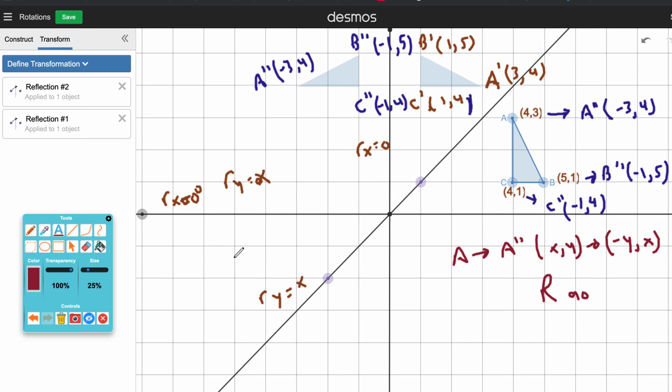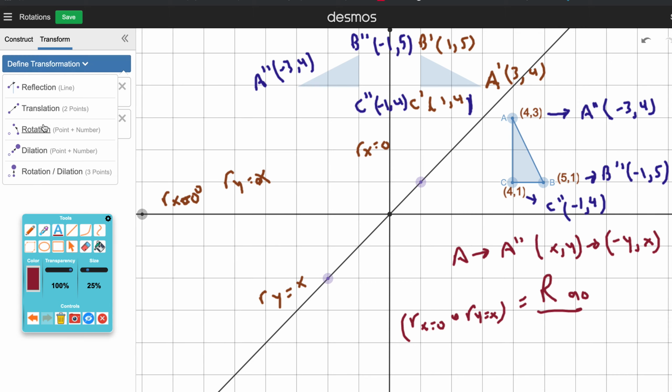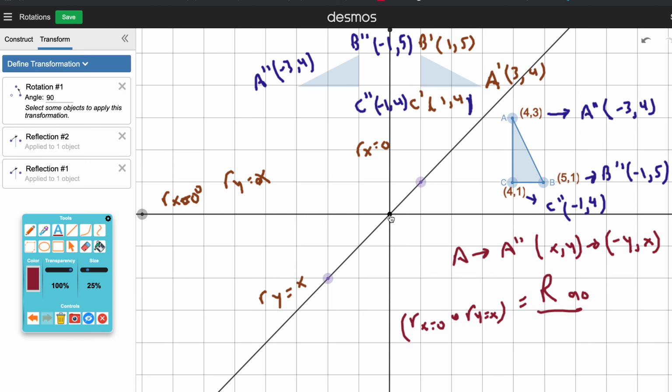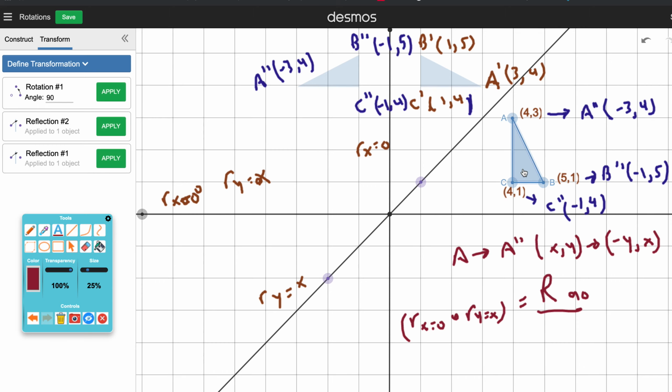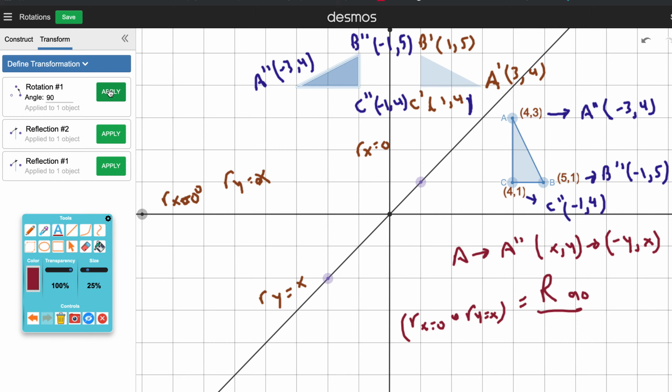So what does this imply? It implies that if we do a reflection over x equals 0 following a reflection over y equals x, it's equivalent, the same, as a rotation of 90. Now, if you don't believe the formula, we can do a quick confirmation by doing a rotation centered at the origin. We already have positive 90 degrees, and we're going to apply it to that. And look, they perfectly match up, which verifies that the composite of two reflections over two intersecting lines ends up being a rotation.